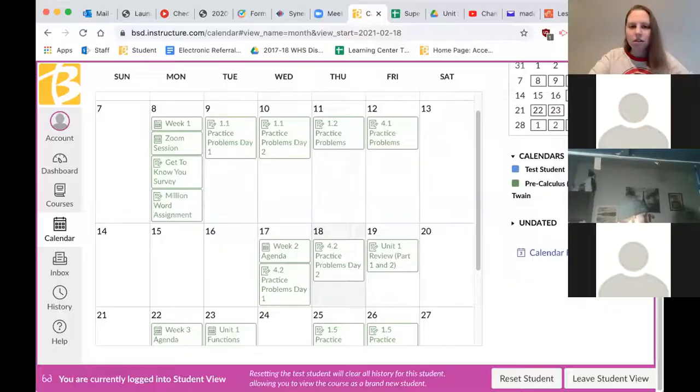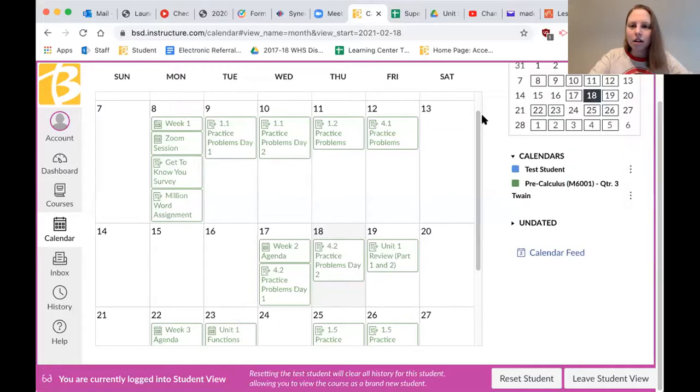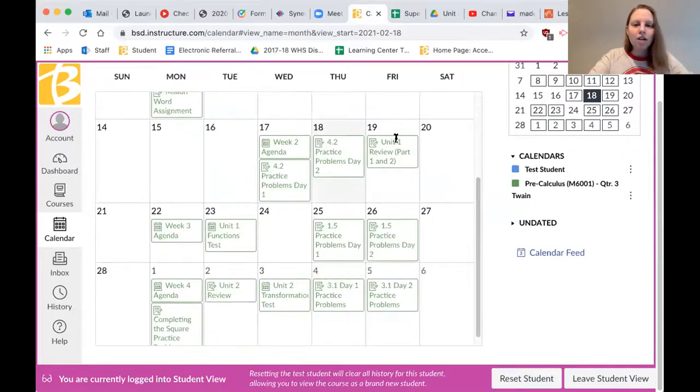Before we take a look, I'm just going to share my screen with you first so we can look at our calendar. Again, I have all my things on my sticky. If we take a look here, you'll see I have Unit 1 review, Part 1 and 2. We do have two parts of the review that we'll work on tomorrow and Monday, and then Tuesday will be our test.